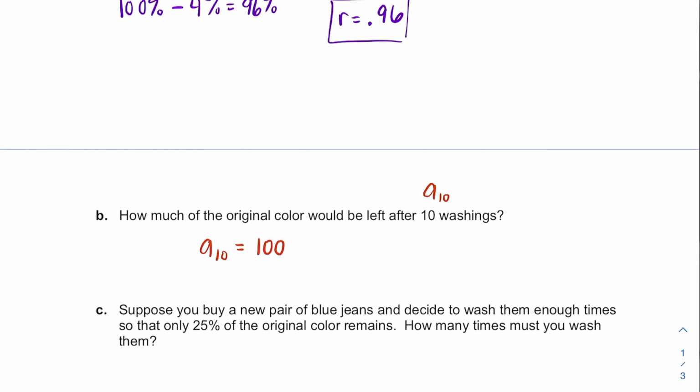So for 10 washings, we need some starting value. We're going to say we start at 100%. They have full color times 0.96. Now here is an exception. Usually it's to the n minus 1 power, but this time we want every washing to count. So the first time we wash them would be n equals 1. So we want it to be raised to the first power. So we are going to make this an exponent of 10 rather than 9 for n minus 1.